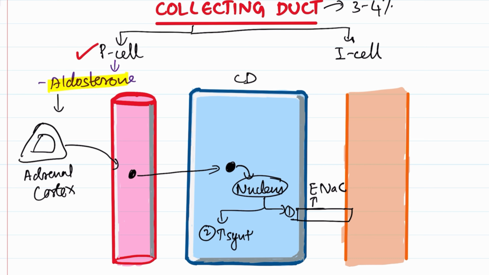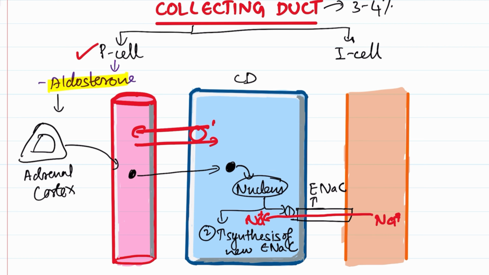And secondly, it will increase the synthesis of new epithelial sodium channels. So firstly, it will activate the existing ENaC, and in addition to that, it will also increase the synthesis of new epithelial sodium channels. As a result, there is going to be absorption of sodium into the collecting duct, and this sodium again enters into the blood via the sodium potassium ATPase.